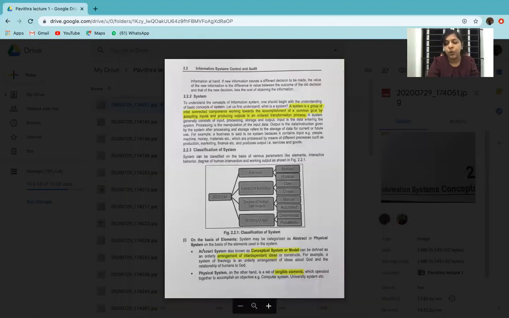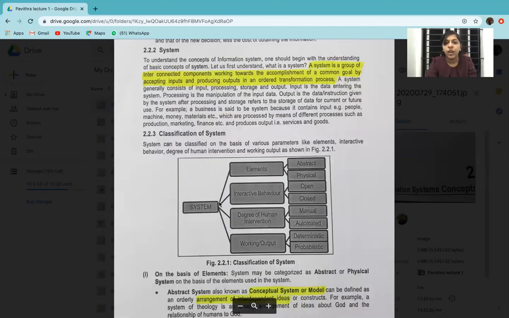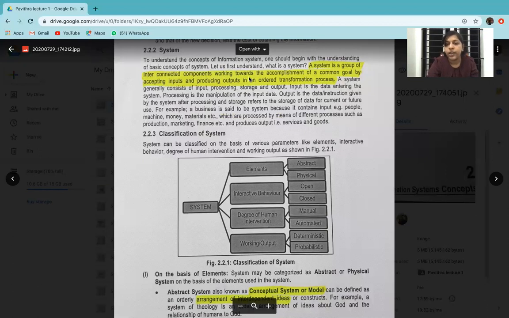And the next one, we'll go to system. The second part of our chapter is the word system. First we have seen information, and next we'll be going with the word system. What is a system? A system is a group of interconnected components working towards the accomplishment of a common goal by accepting inputs and producing outputs. So this is the definition for a system.